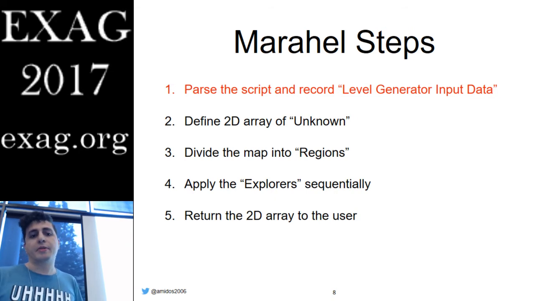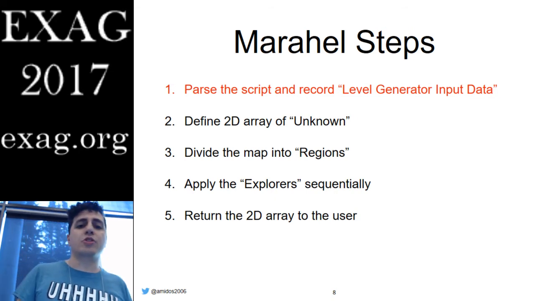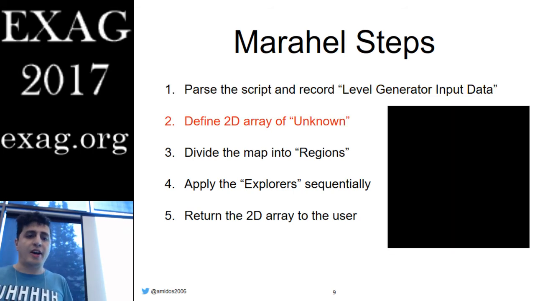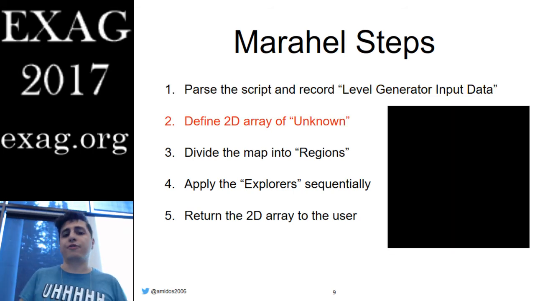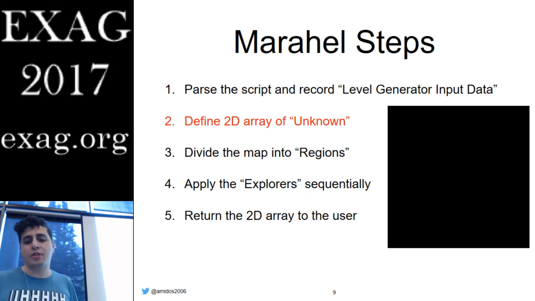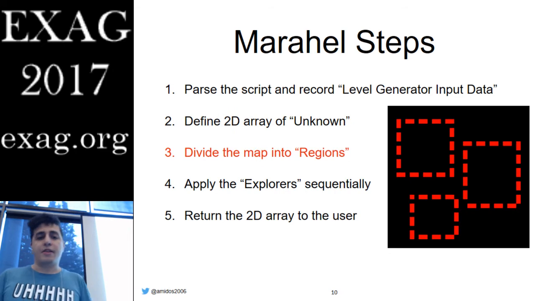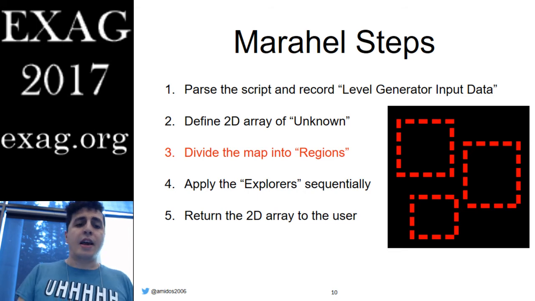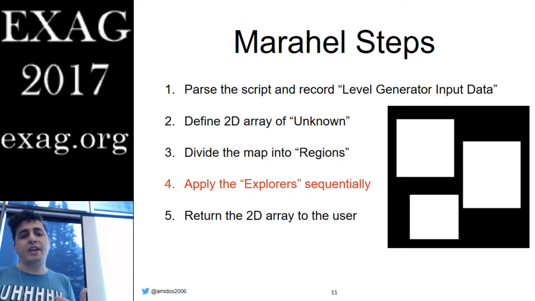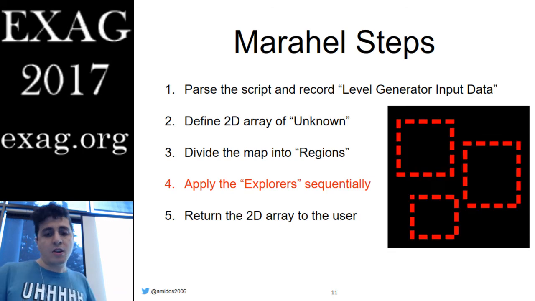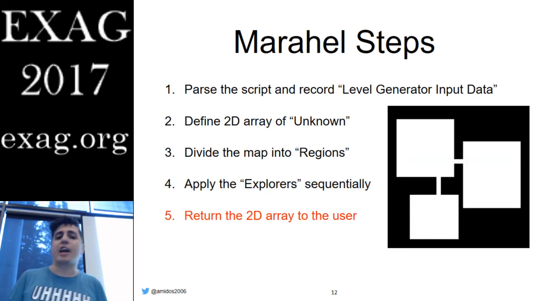So this is exactly what happened. Marahel first goes over the level generator input, reads all the data and saves it somewhere. Then it defines a 2D array of unknown values, because it doesn't know what it has to put on the tile-based grid. First, it divides the grid into specific regions based on the region sections that the user provides. After that, it sequentially applies the algorithm and returns the output to the user.